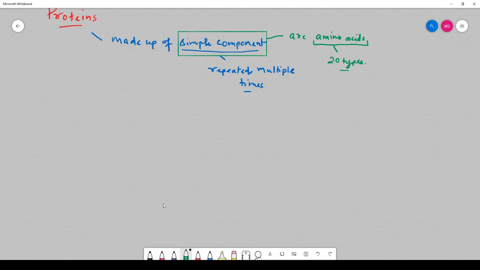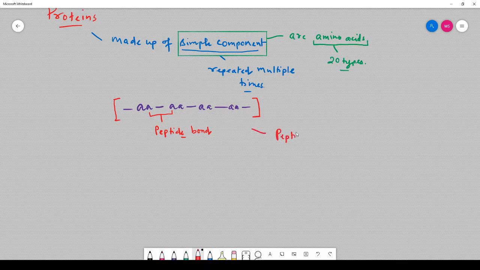Okay. So if we have an amino acid joined to another amino acid, that in turn joined to another amino acid, and so on. Okay. So these amino acids join to each other by what is called a peptide bond. So when there are amino acids joined together by peptide bonds, we call it a peptide. Specifically, we are talking from 2 to 50 amino acids. So 2 to 50 amino acids make a peptide.